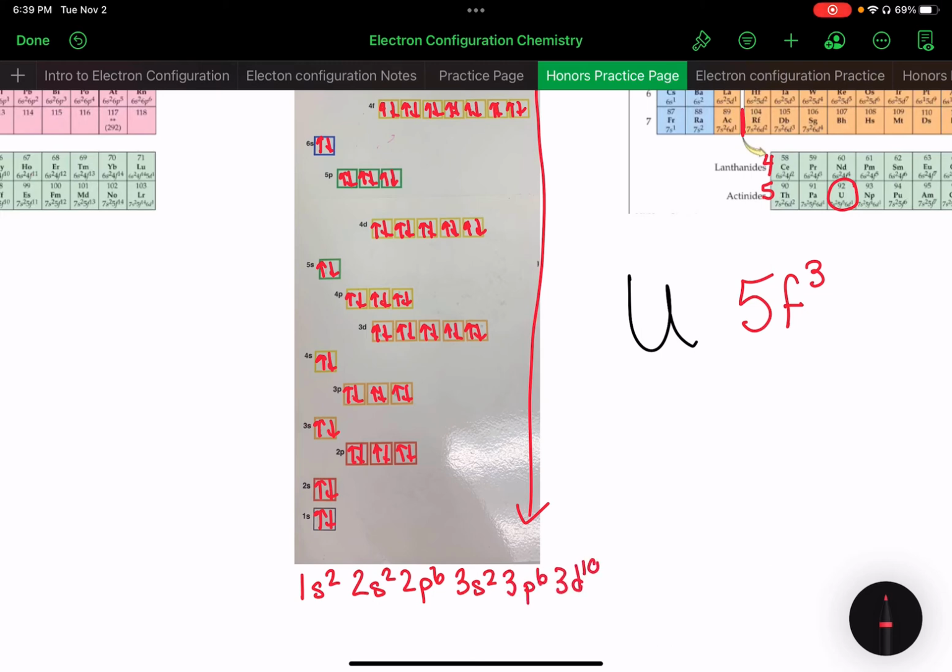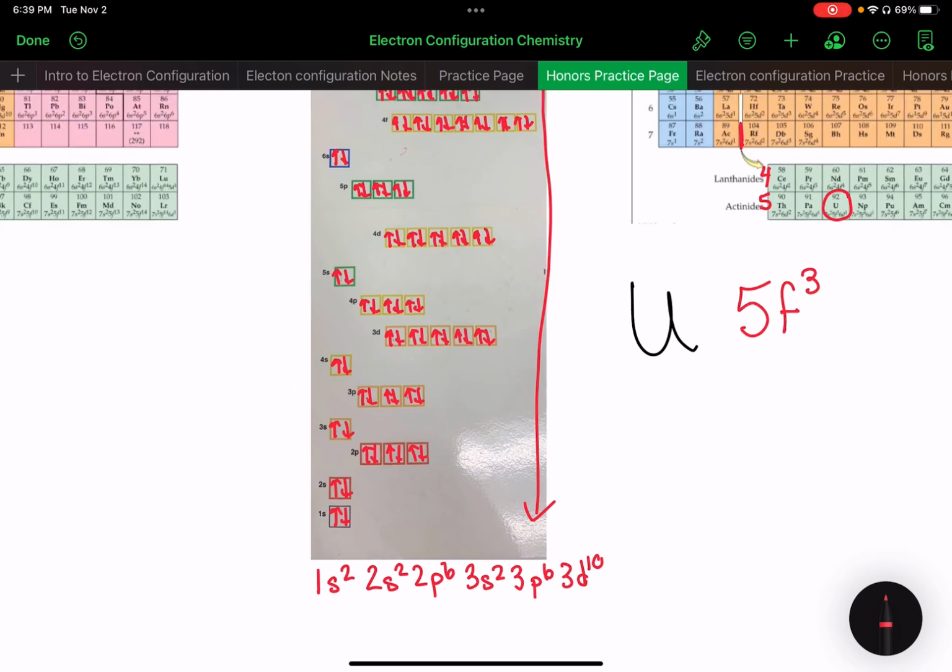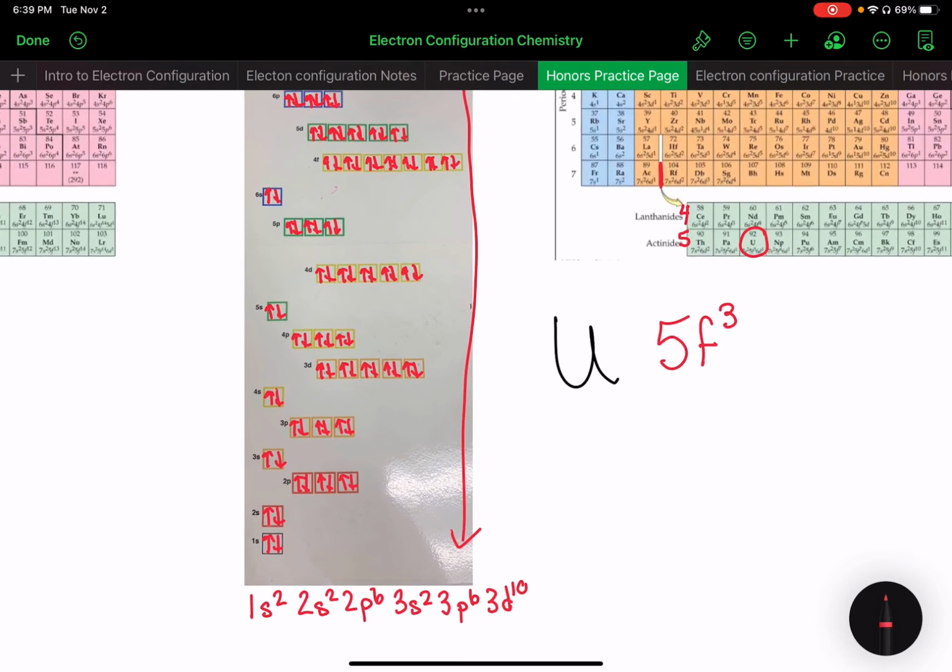3d10. Now, this is where the color coding matters. So this has been set up by colors. I need to go get all the yellows. So 4s2, 4p6, 4d10. Then I got to go with that 4f14 up there. Now I can do green.